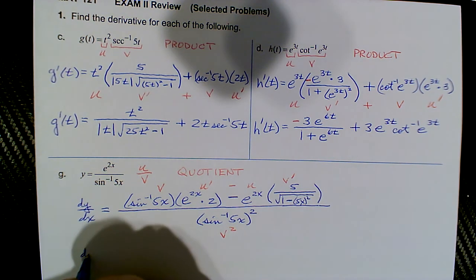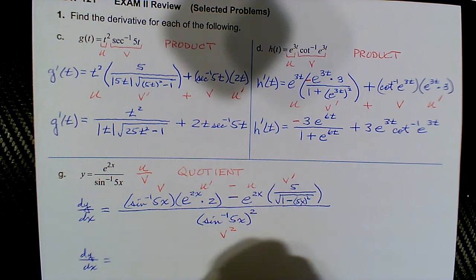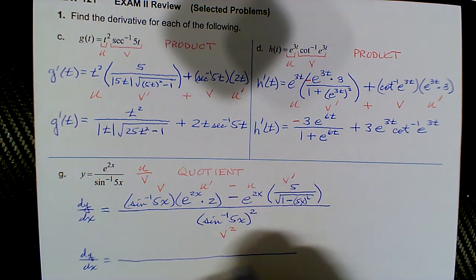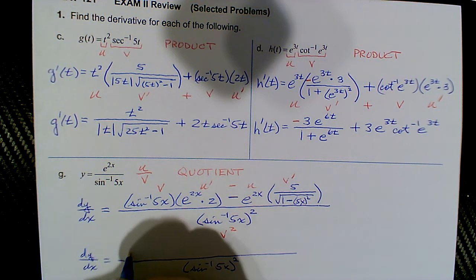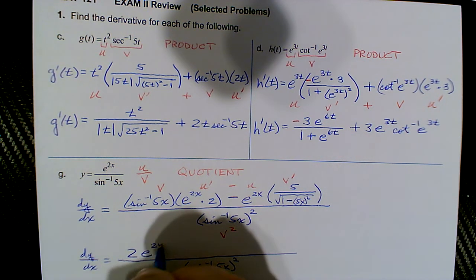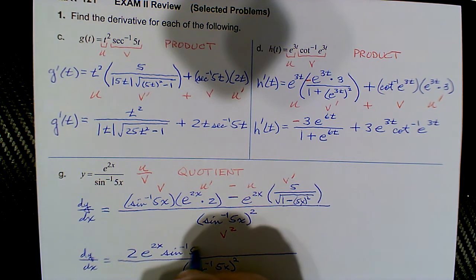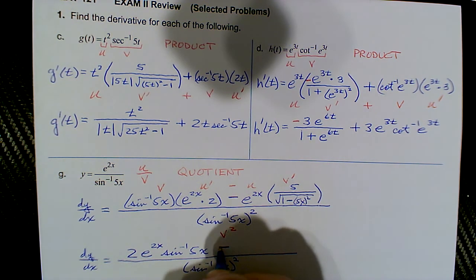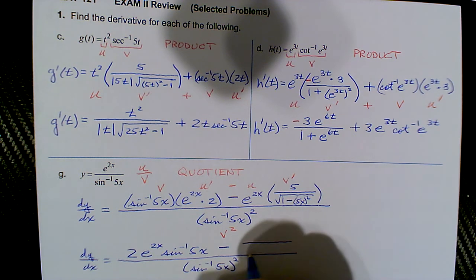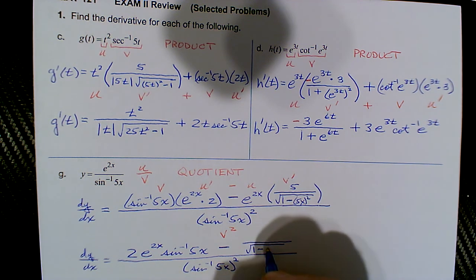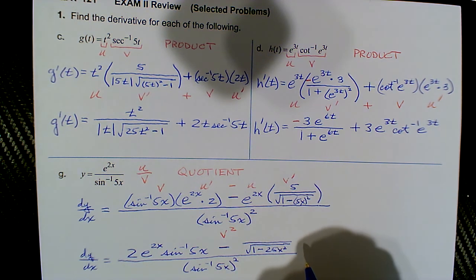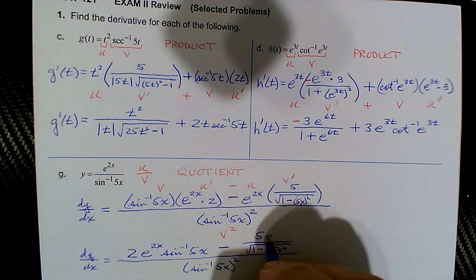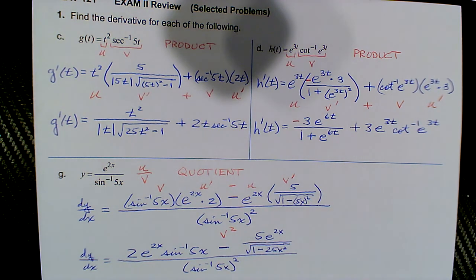Okay, in the next step, I'm really not going to do much. I'm kind of just going to regroup. I'm going to recopy the inverse sine of 5x that's being squared in the denominator. The numerator, I'll write this first term as 2e to the 2x inverse sine of 5x. And I'll write the second term as a single fraction minus, in the denominator, the square root of 1 minus. Make sure you square that 5x to get 25x squared, and then I'll write that as 5e to the 2x. Okay, but here you'll get the majority of credit if you stop there.